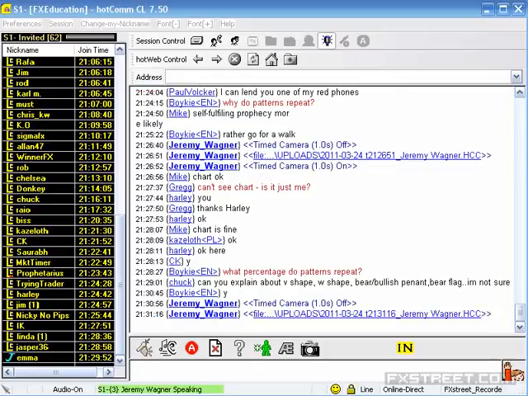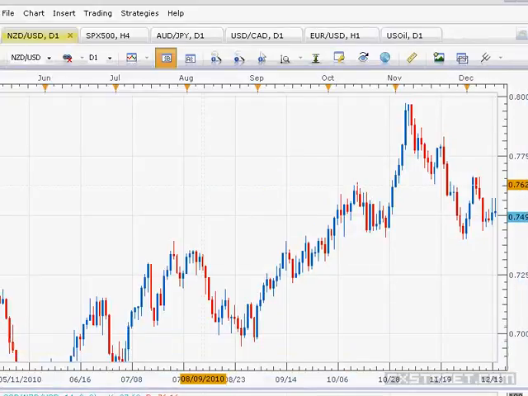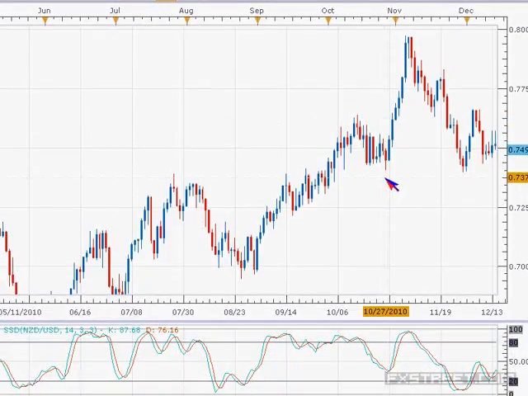Okay, this is a daily chart on the New Zealand US dollar. And what I'm looking for when I'm taking a look at a head and shoulders pattern is symmetry. What I'm looking for in symmetry is the spacing between the shoulders and the neckline. So let me go ahead and label this chart so that you guys at home can see what it is that I'm looking at.